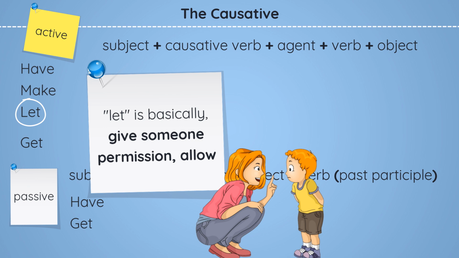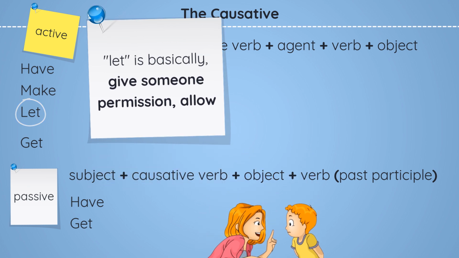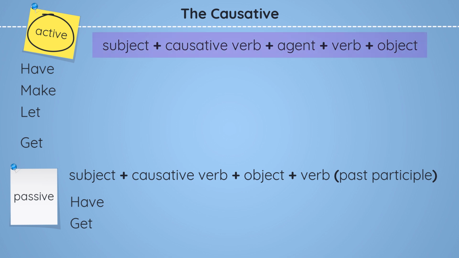Have, make, get, causing it in its own way, let, allow. Okay, then this. All of this is the active causative. We make someone do something.